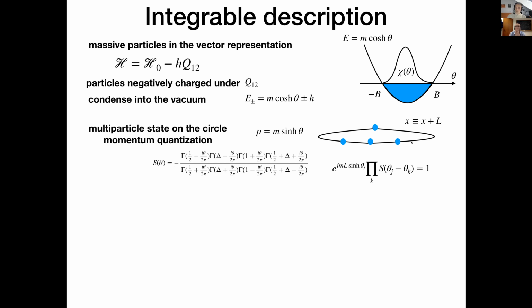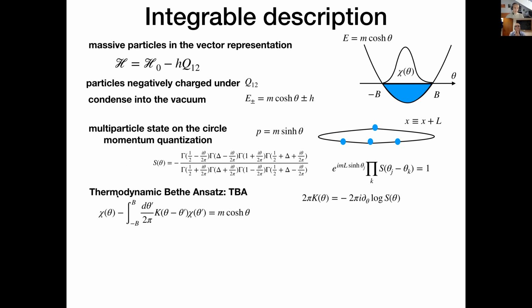There are many of them on the interval, and the periodicity requirement for the wave function, if the volume is large enough, is that if you move a particle around the circle, you pick up the translational phase e to the i p L, and additionally you also pick up the scattering phase from scattering off all these other particles. This is the quantization condition, which is called the Bethe-Yang equation. Taking the logarithm of this equation and differentiating with respect to theta, you can derive an integral equation for chi. This is how integrability works in this case.